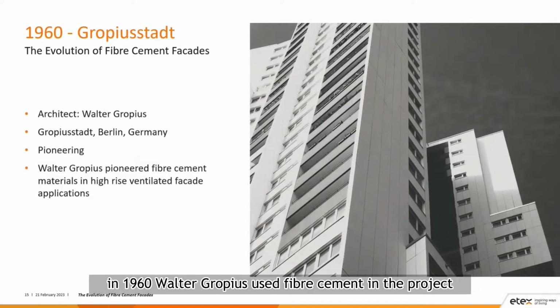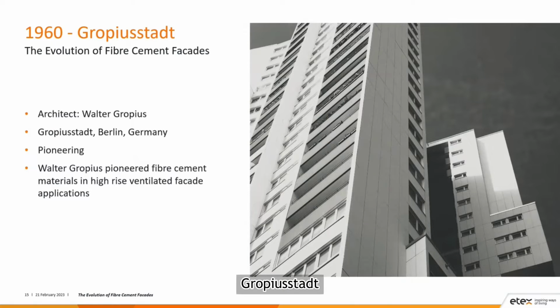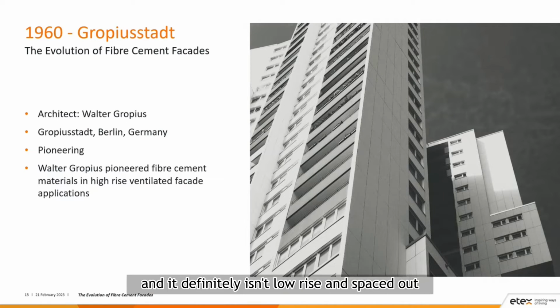In 1960, Walter Gropius used fibre cement in the project Gropiusstadt. So here is the funny thing about this project: Walter's original design of Gropiusstadt was to be something which was low rise and spaced out. As you can see from the building, it definitely isn't low rise and spaced out.